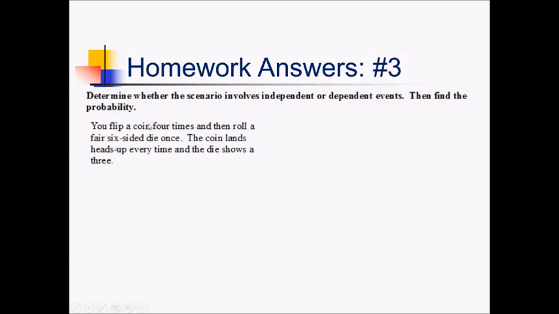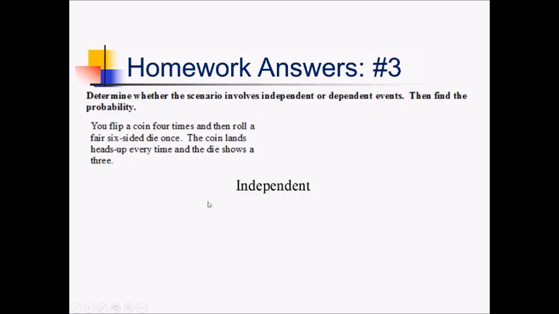When you flip the coin, each time you flip the coin, it doesn't really affect your future coin tosses because, you know, flipping, you can get heads or tails multiple times. They don't get used up. And then whatever you do with the coin has absolutely nothing to do with what you're going to get from the die. So these are all independent events.